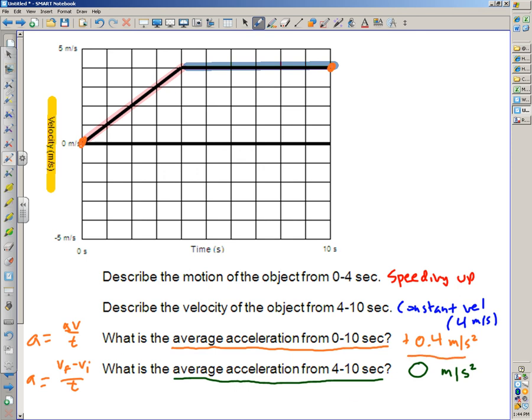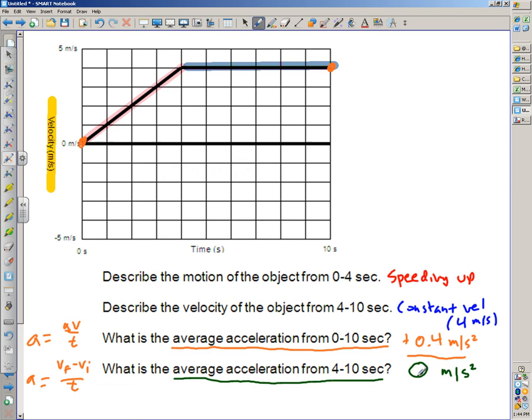The positive is important there because we said generally positive acceleration is going to tell us something about that object. If the acceleration is positive, that means generally that object is speeding up. It tells us how the velocity is changing. But during the blue section, what do we see about the velocity? It doesn't change, so the average acceleration is 0 during that section.